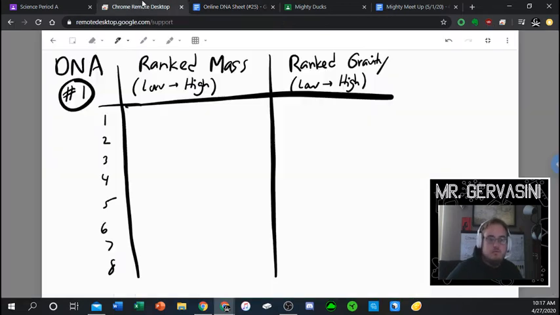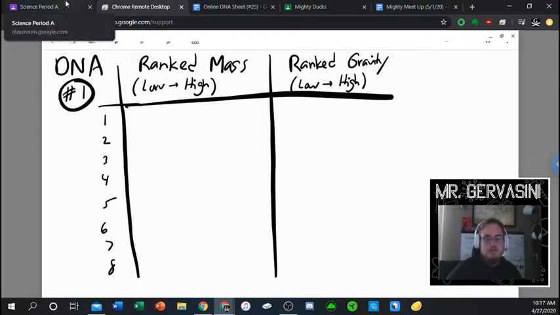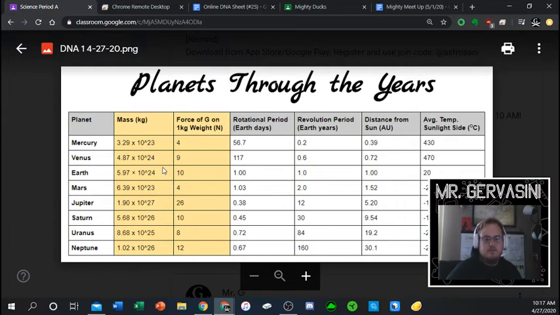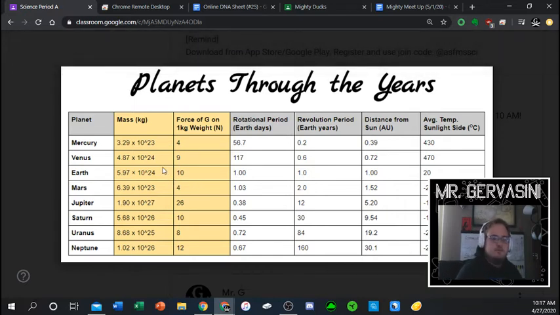And so planet number on the left, ranked mass, ranked gravity, low to high. So I'm just analyzing the chart. I'm not going to be going into the units and how mass and gravity, the actual difference. I'm not going to subtract the numbers. I'm just going to rank them. The lowest number to the highest number. What planet that would be. Okay?